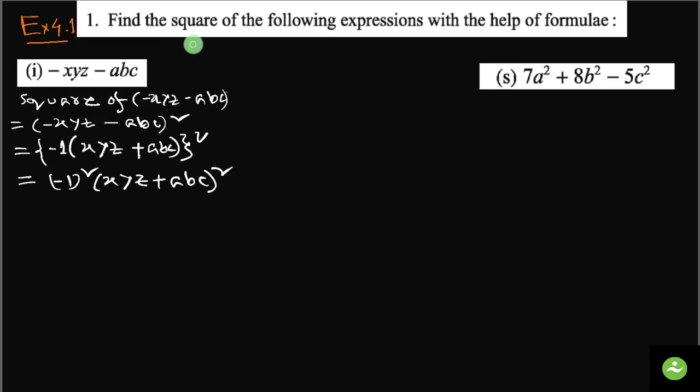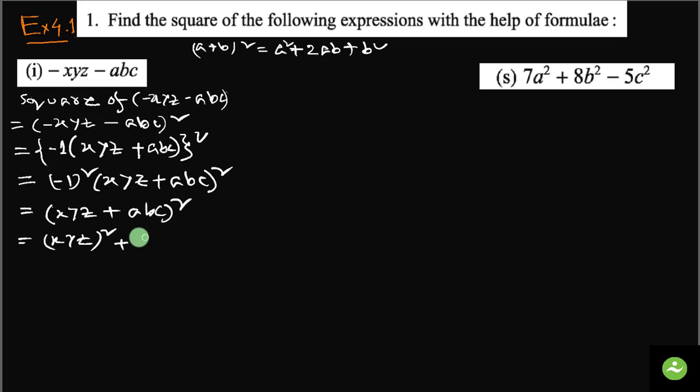We know a formula. There is a plus b whole square equals to a square plus twice ab plus b square. Just let us use that formula. So minus 1 into minus 1 equals to 1, so we don't need to write this. And if we think this is a and this is b, we can apply the formula a plus b whole square. xyz plus abc whole square equals to, if this is a, this is b, then a square plus twice ab plus b square. xyz square plus twice ab means 2 into xyz into abc plus abc whole square.